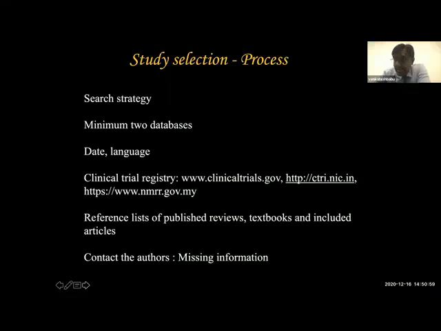So the next is, after writing your research question, you will automatically frame your inclusion and exclusion criteria. Now I'm going into the methodology process, how you have to write your methodology part, and how you conduct your systematic review. This is the main part: search strategy. Regarding databases, you have to screen a minimum of two databases. Date and language you have to mention in your manuscript: from which date you are starting and which date you are ending, and what type of language you are planning to include, either only English or any language. Again, it's up to you.